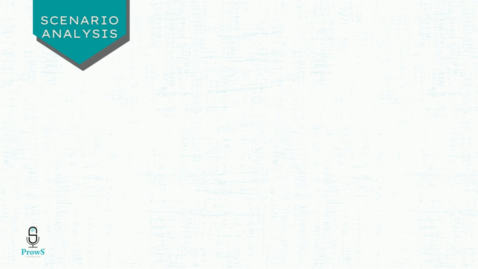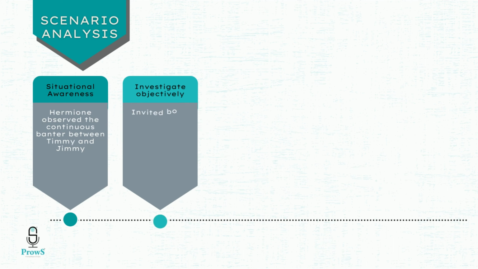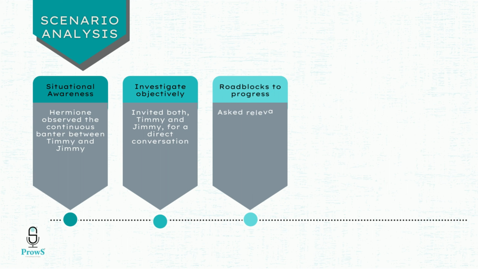Let's map Hermione's approach with the 5-step approach we learned about, and this will close the loop of the entire conflict resolution chapter. As for situational awareness, Hermione had observed the continuous banter between Timmy and Jimmy. The second step, investigating objectively, she decided to invite both of them for a direct conversation and identify the issue. To understand the roadblocks to progress, she asked relevant questions about the procedures, the challenges in place, and so on.